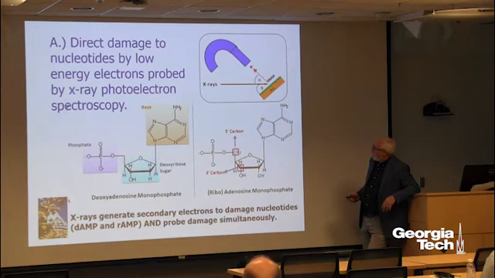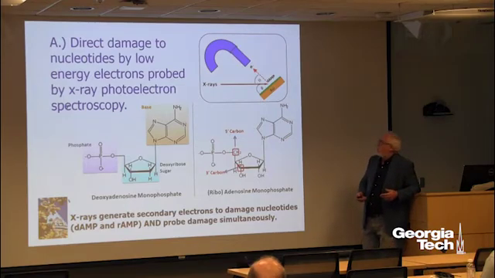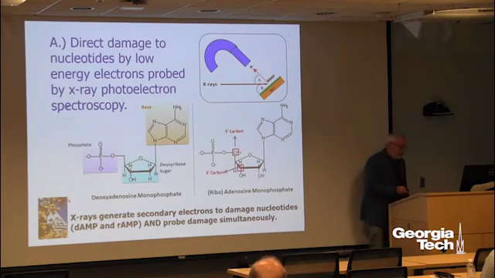There's just a difference of the oxygen on the sugar. And we were wondering if this simple change on the sugar affected the damage probabilities of these. So we hit it with an X-ray, and then we probed the X-ray photoelectron spectra as a function of fluence and as a function of energy. And so we can look very specifically where the damage is. We use the X-rays to generate the secondary electrons and probe the damage simultaneously.